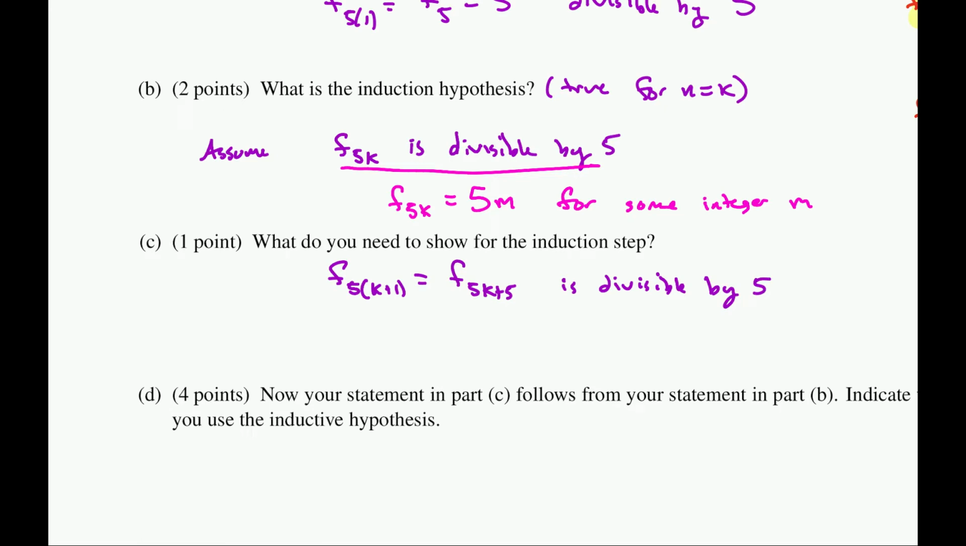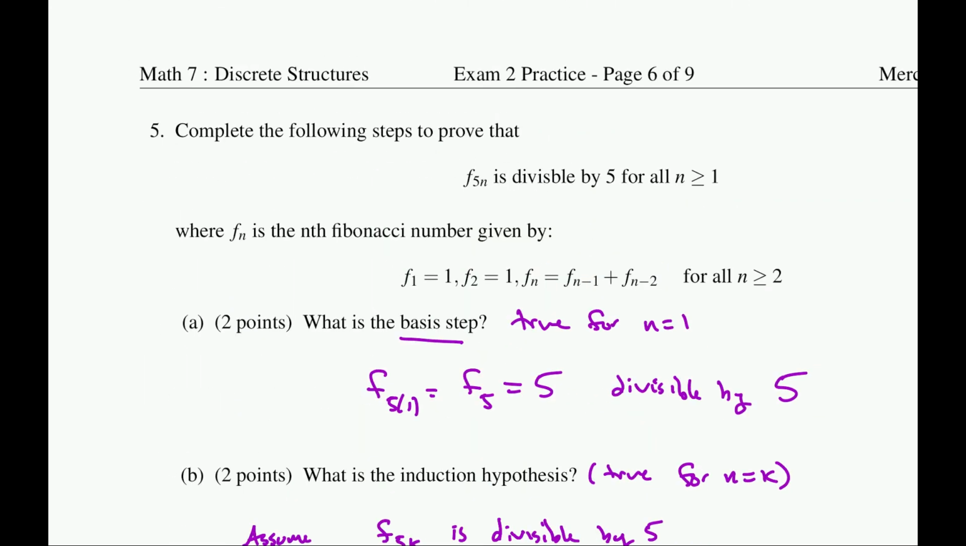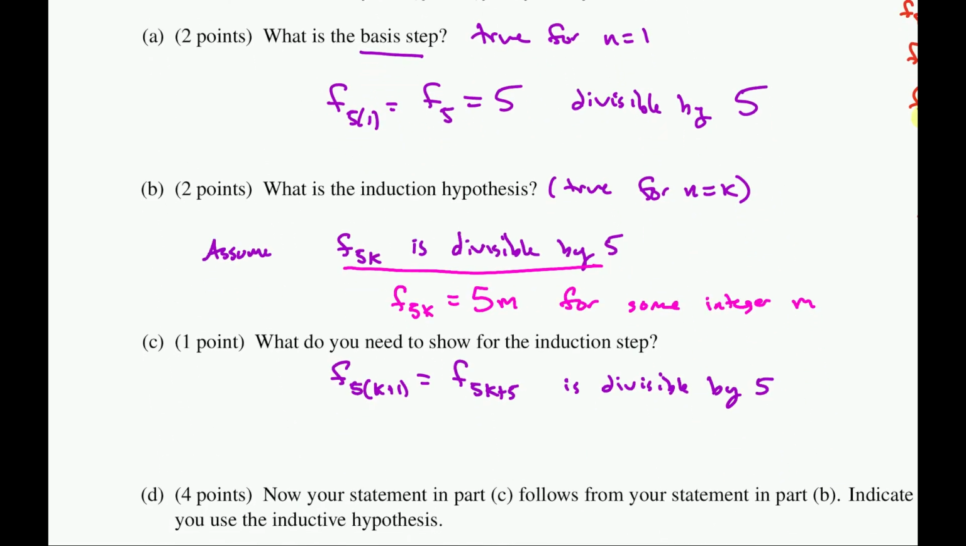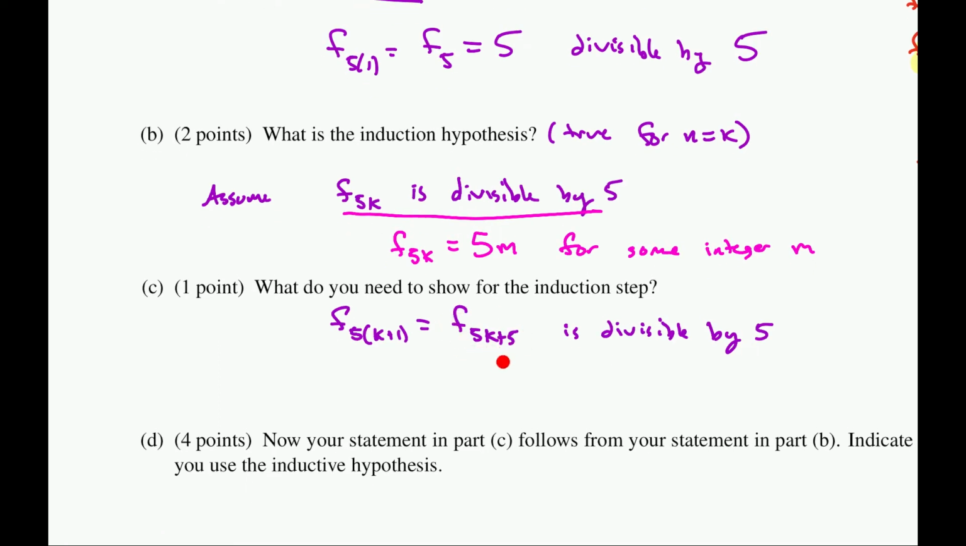So then we're going to go ahead and do it. What you do here is repeatedly use the formula for the Fibonacci numbers. We're going to do this a little bit differently than previous induction proofs. We're going to start with this f5k plus 5, and keep breaking it apart until everything gets down to f5k.